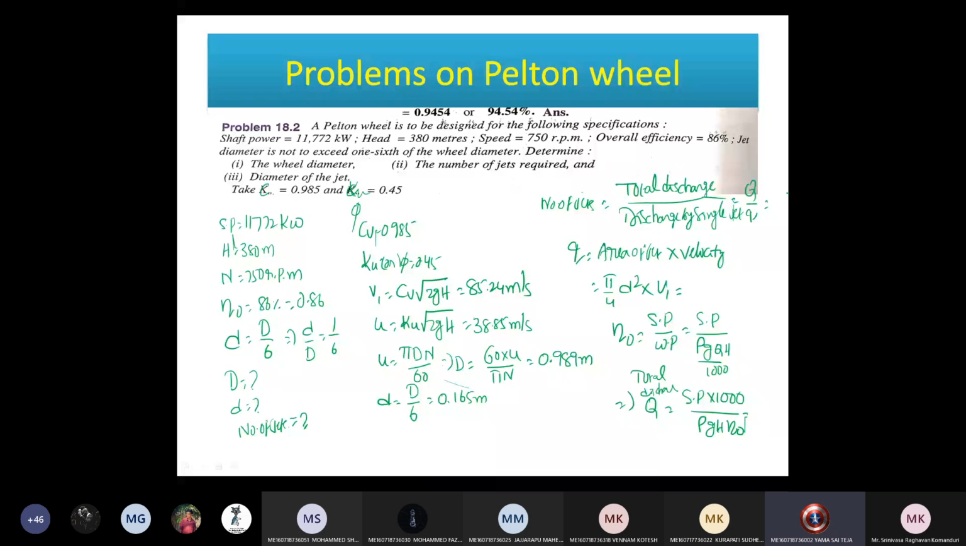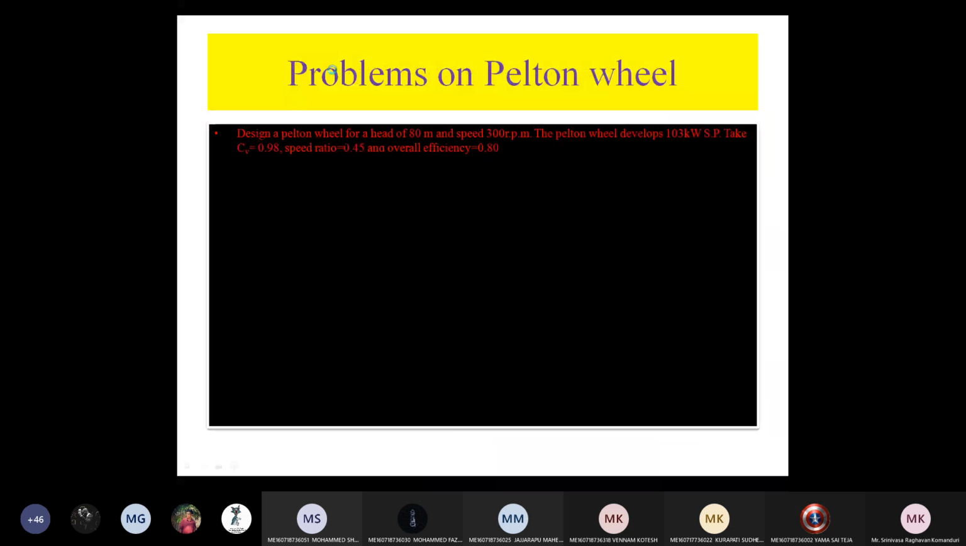Sir, number of jets equals 2.01. 2.01 jets are not possible, so it is approximately equal to 2. Total number of jets required is 2. So tomorrow we'll discuss the next problem so that problems on Pelton wheel will be completed.